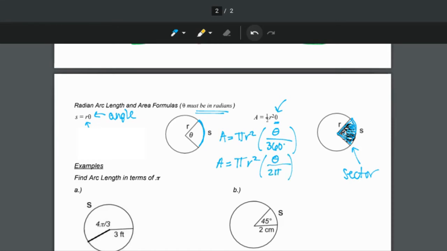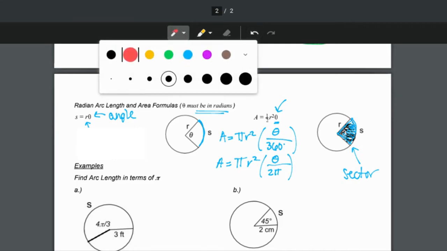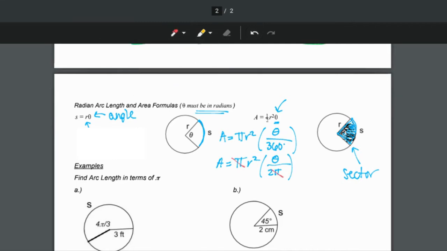So let's just simplify this formula a little bit. You can see that there's a pi in the numerator and denominator, so that cancels. And so you're left with a 2 in the denominator, which is also known as a 1/2 as a coefficient. So it's 1/2 r squared theta.